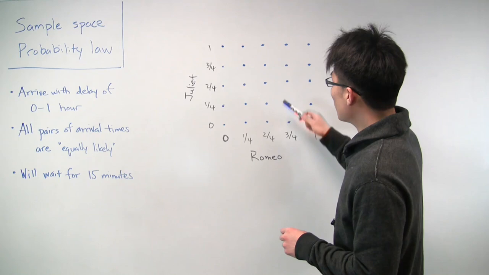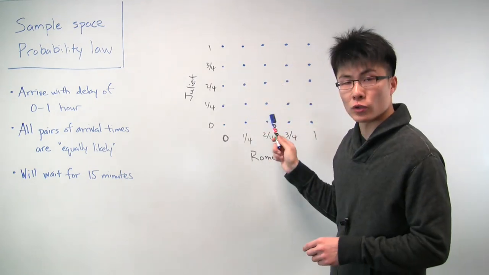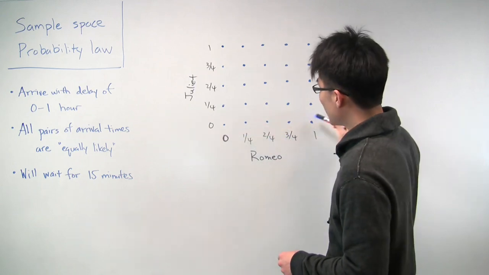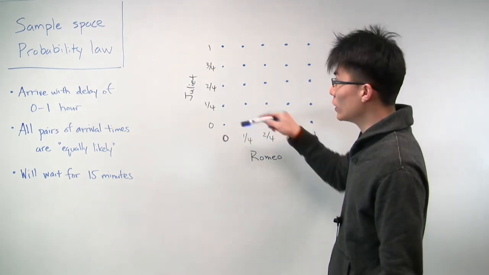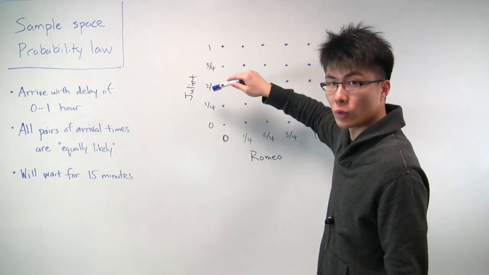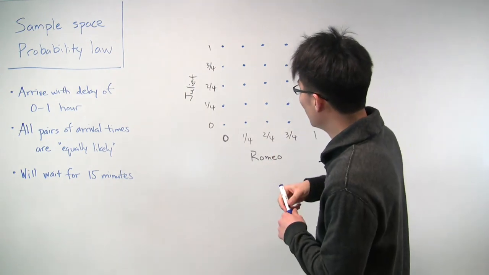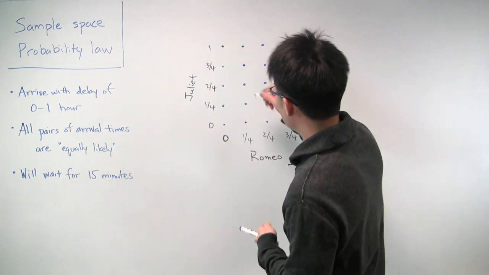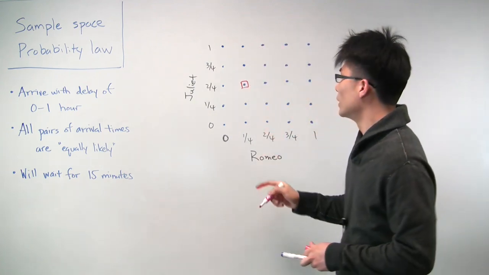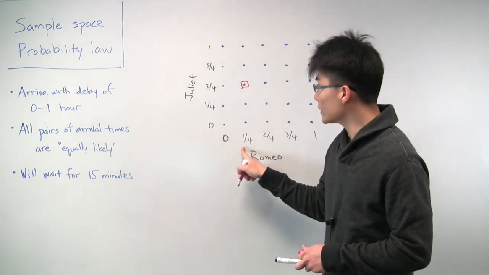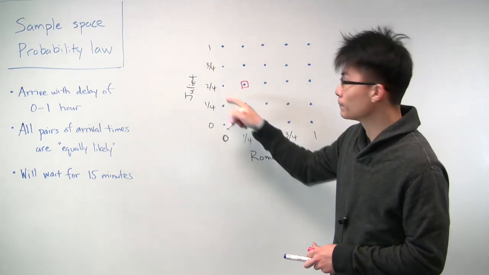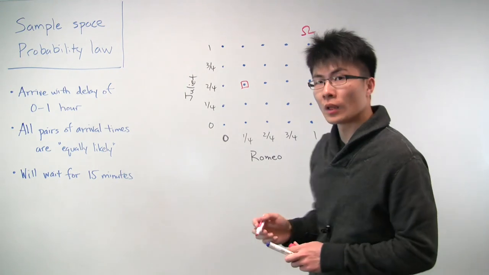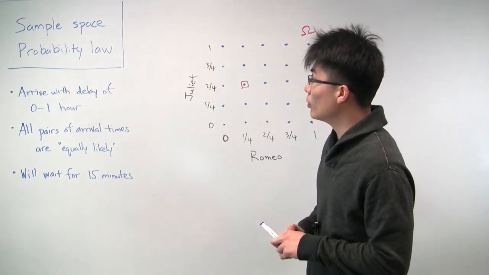Okay, so it's actually easy to visualize this. It's a nice visual tool to group this sample space into a grid. So the horizontal axis here represents the arrival time of Romeo, and the vertical axis represents the arrival time of Juliet. And so, for example, this point here would represent Romeo arriving 15 minutes late and Juliet arriving 30 minutes late. Okay, so this is our sample space now. This is our omega.